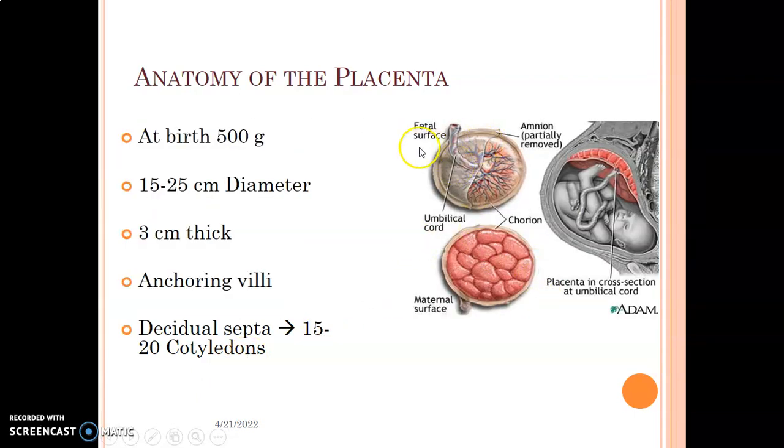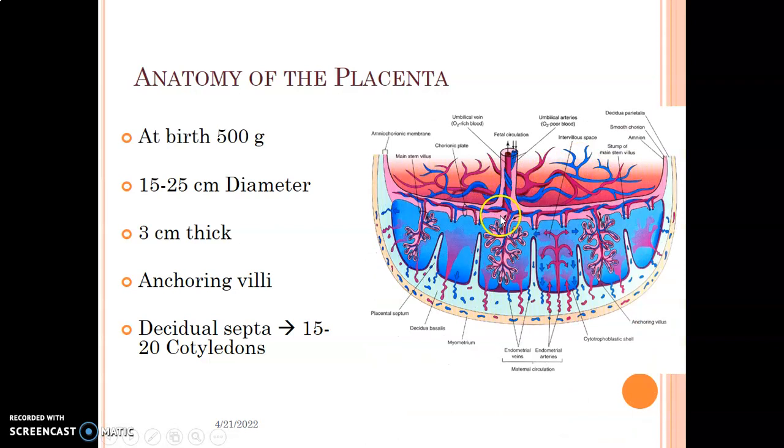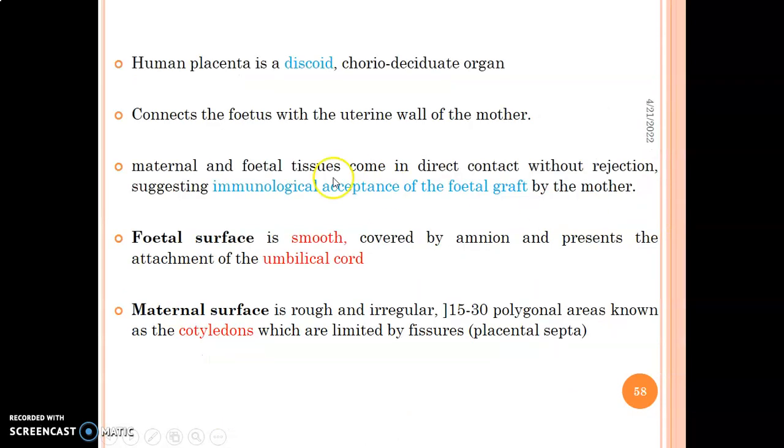So this is your umbilical cord, this is the fetal surface, which is smooth, and this is the maternal surface. You can see these are the cotyledons. This is the placenta here. The fetal surface is smooth, the maternal surface has the cotyledons. And these are the anchoring villi that are in the placenta.